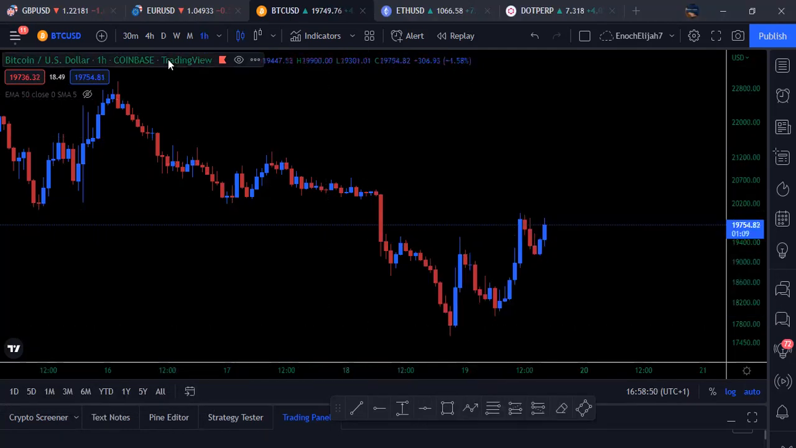So now, to get the direction of the market, you need to go to higher time frame. That is where the direction of the market is. You know what I'm saying? That is where the direction of the market is. So let's go to monthly time frame.